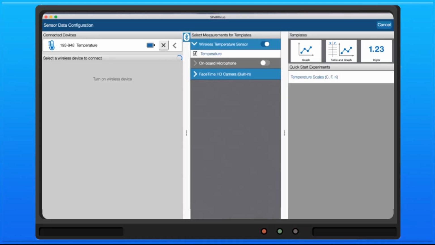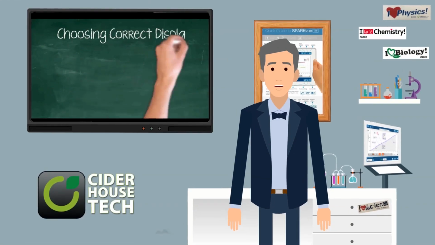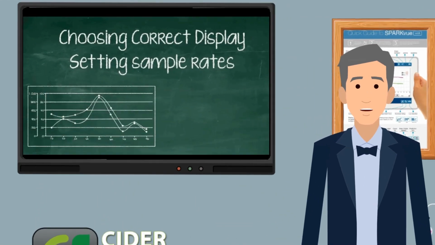Once the sensor is connected, you can now choose how to display the data that is to be collected. In this example we have the choice between graph, table and graph or digital display. The available templates are determined by the sensor selected. Choosing correct display and setting sample rates.